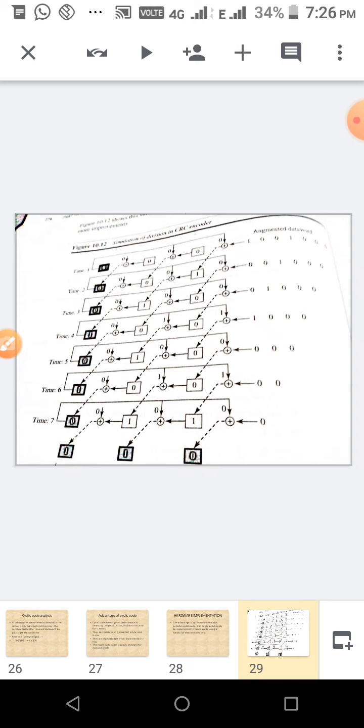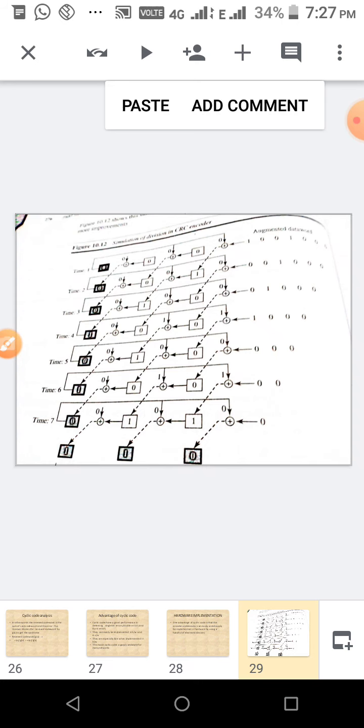Then the same 0 is XORed with the next bit of the divisor, 0. So 0 XOR 0 again gives 0, and then the same 0 is XORed with the remaining divisor 0. So the next step is 0.